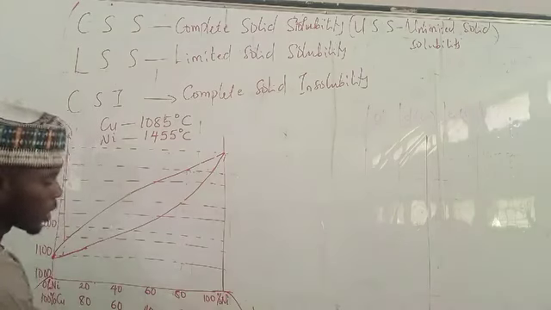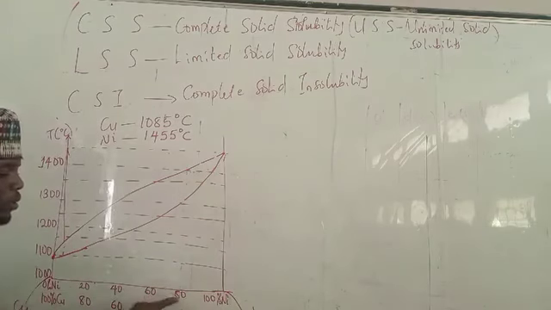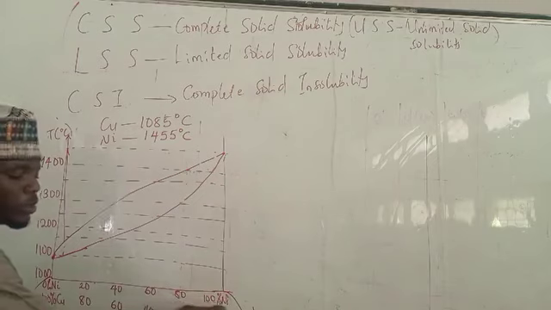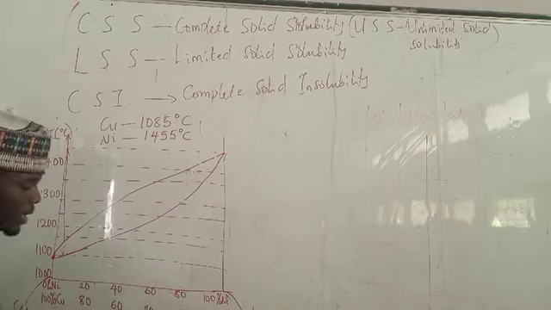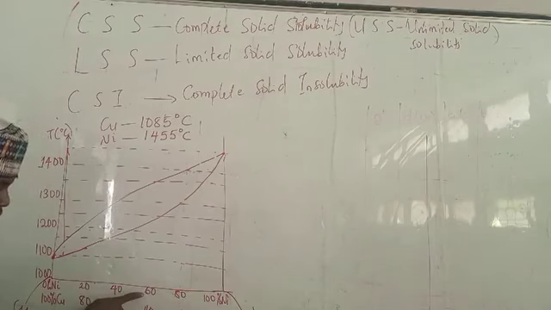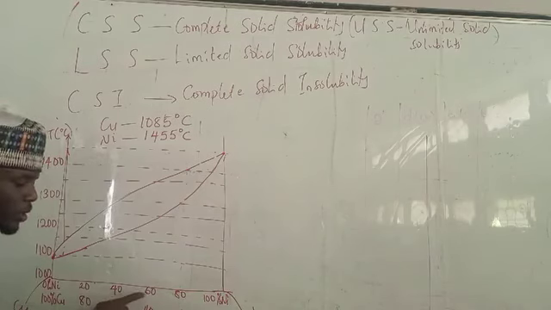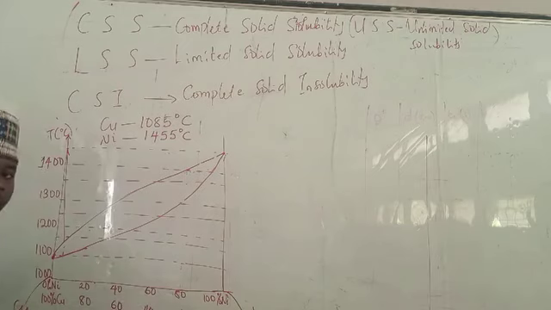When you are going backward, you are reducing nickel by 20%, thereby increasing copper by 20%. If you move further backward, you are reducing nickel by 40%, thereby increasing copper by 40%. The same thing applies here. You have 100% of copper here, so nickel should be 0% here. So that is what it means.